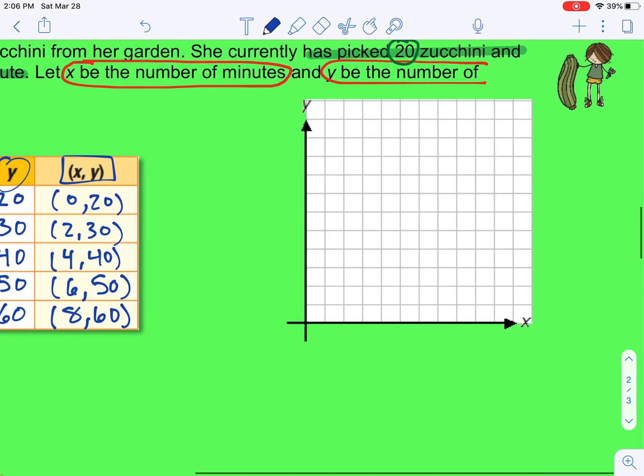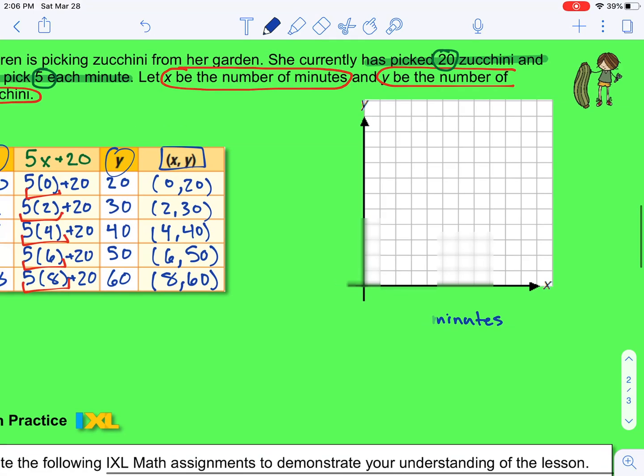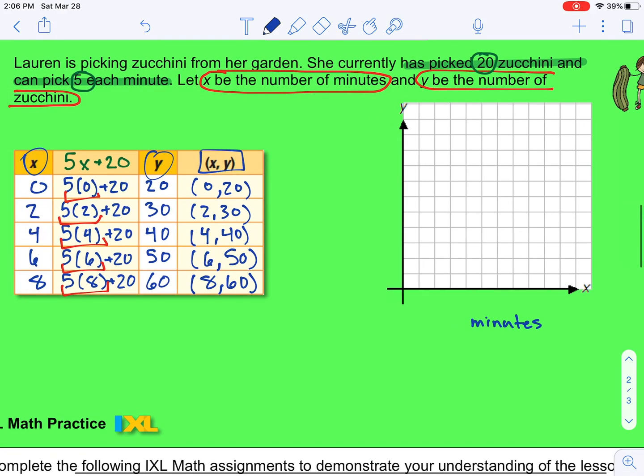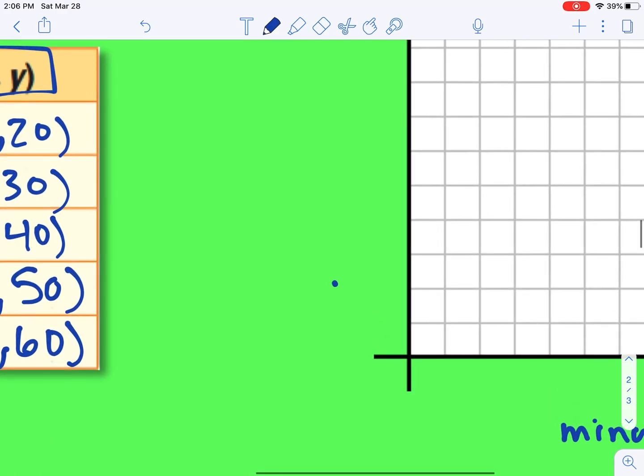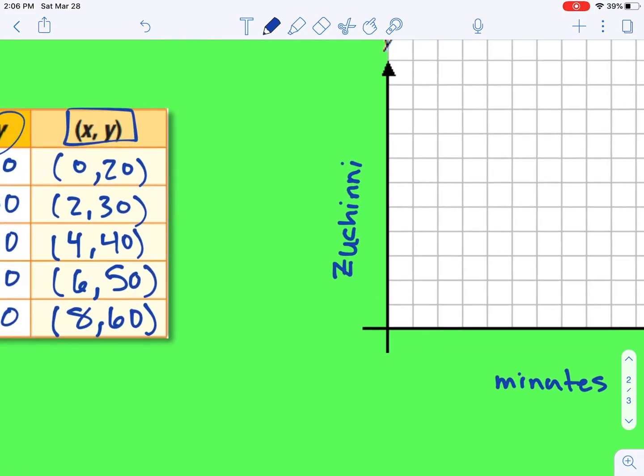Now you'll notice that there's only one quadrant in this one. That's because there's no negative numbers. So the first thing I'm going to want to do is label my axis. In our problem it tells us that x is the number of minutes. And it says that the y is the number of zucchini. Did I spell it right? Nope, 2 C's.